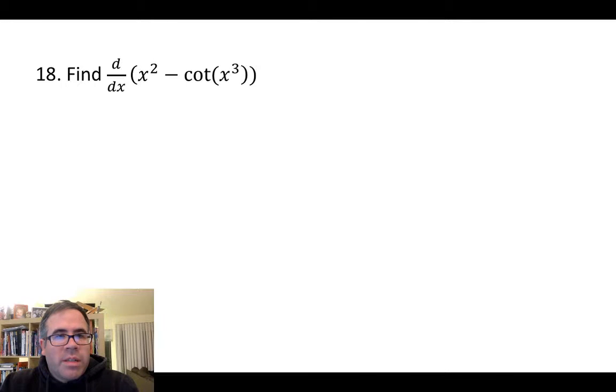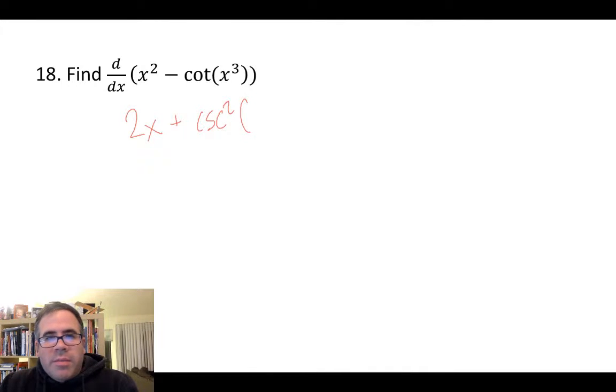Derivative of x squared is 2x. Most people can get that at this point. Now this one we have to work outside in, so the derivative of cotangent is, of course, negative cosecant squared. That negative cancels out, so it's plus cosecant squared.